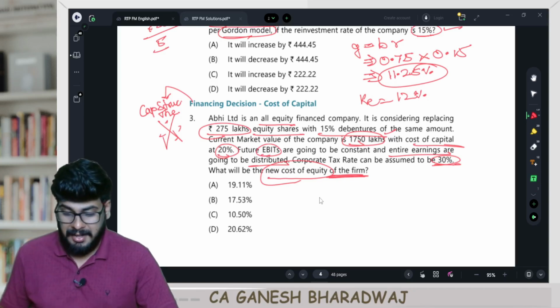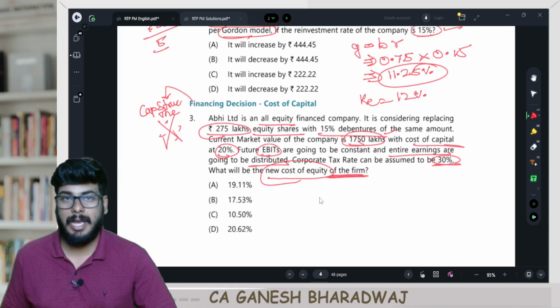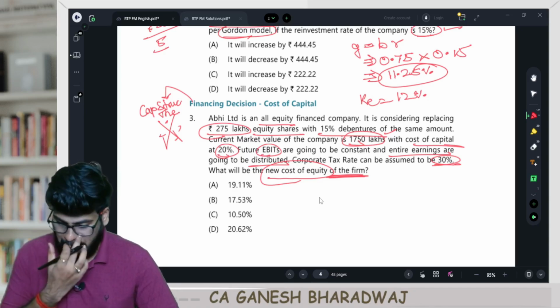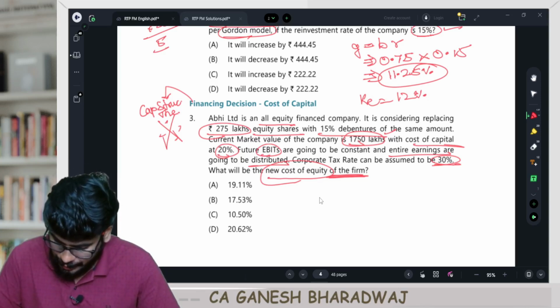Excellent question, guys. And the best part here is, even if you look at the solution, you might not be able to understand it fully. Now, what have they given here? They have given that currently the company has a market value of how much?